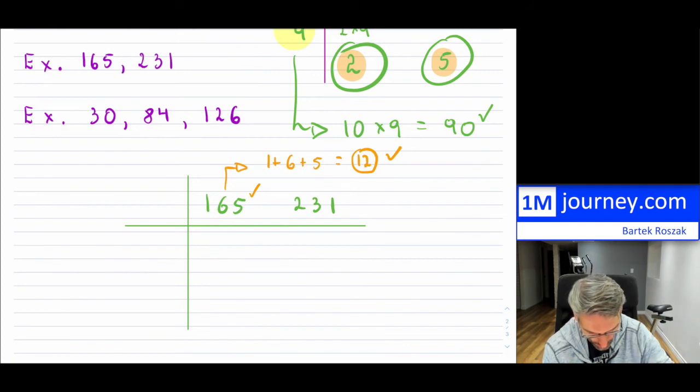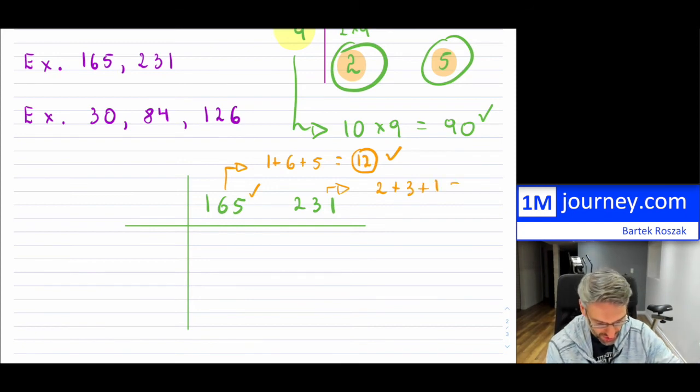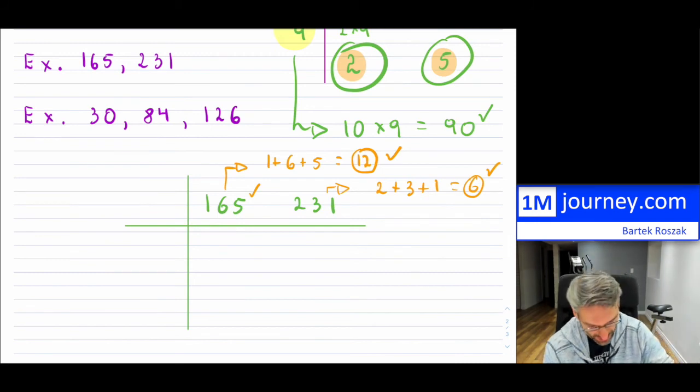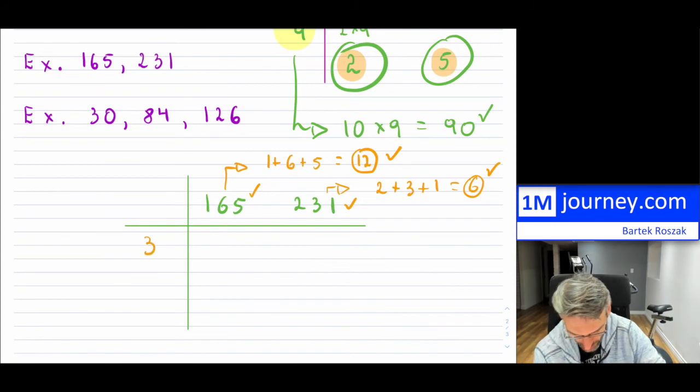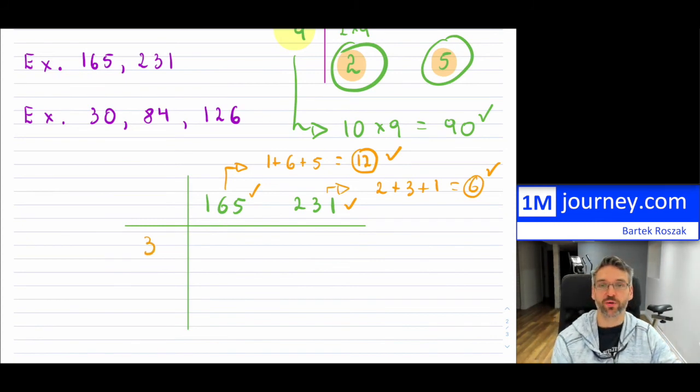And now, does it go into 231? Again, you can do the same thing. You can add up the digits. They'll add up to 6. Okay, and then, hey, yep, it goes into 6. So that means it also goes into 231. So 3 is going to be able to go into both of these.